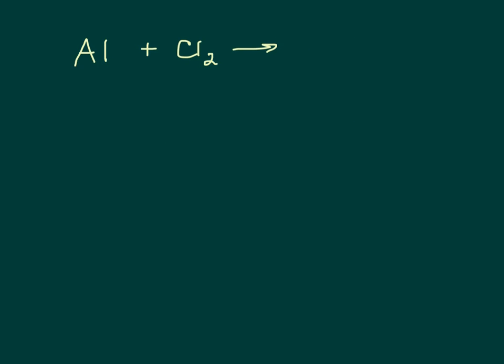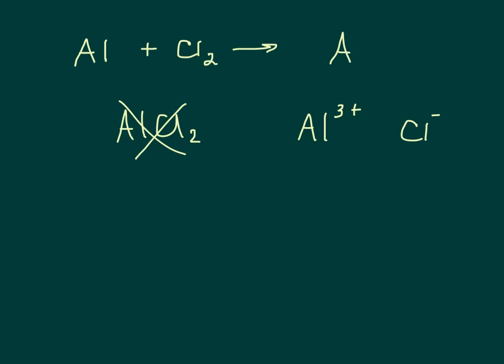Okay, what if we have aluminum and chloride? Again, you can't just add them up and say they make that. Alright, you have to look at charges. Aluminum is 3 plus, the chloride is 1 minus, so they make AlCl3. Okay, so then we go through and we balance that, and that's all there is to it. They're really pretty simple.